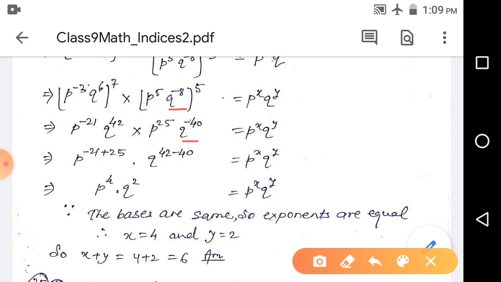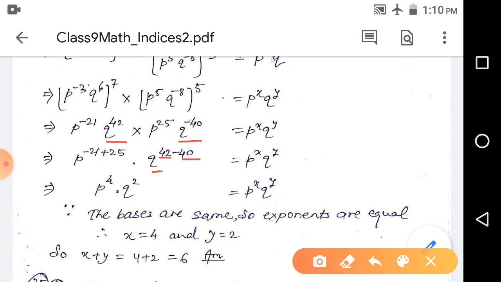Now see, we have p to the power minus 21 and p to the power 25. As those are multiplied, the exponents are added. And here q to the power 42 and q to the power minus 40, as those are multiplied, the exponents are added. So we write q to the power 42 plus minus 40, and plus minus 40 becomes minus 40. You can easily understand this.